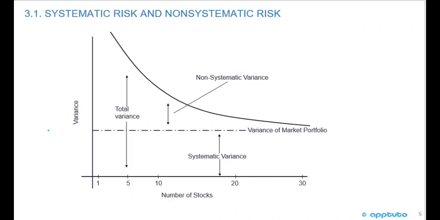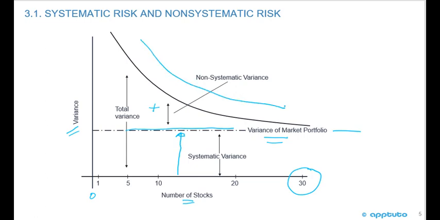Systematic and non-systematic risk. So here we have a little graph. On the y-axis, we have the variance of the market portfolio, and on the x-axis, we have the number of stocks starting from 0 up to 30 in this case. You can see systematic variance is variance that affects all companies, and therefore it levels off at a certain level. That's the variance of the market portfolio. Then, as we said on the previous slide, the total variance is the sum of systematic variance plus non-systematic variance. Non-systematic variance is company-specific variance that can be diversified away, and that's why as we add more stocks, the variance comes down.